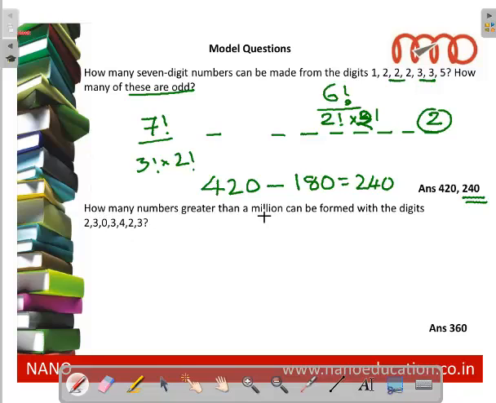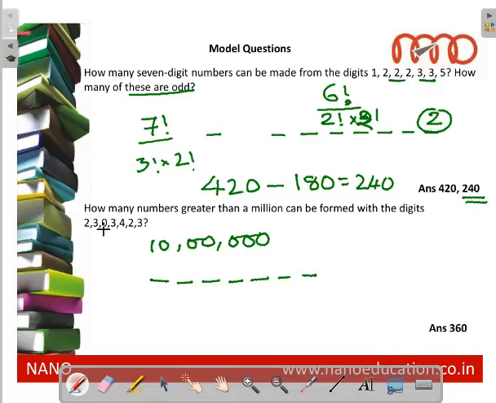How many numbers greater than a million can be formed with the digits 2 3 0 3 4 2 3? Greater than a million. A million is how many digited number? A million is a 7 digited number. It is 10 lakhs. So for our number to be greater than a million, it has to be exactly a 7 digited number.